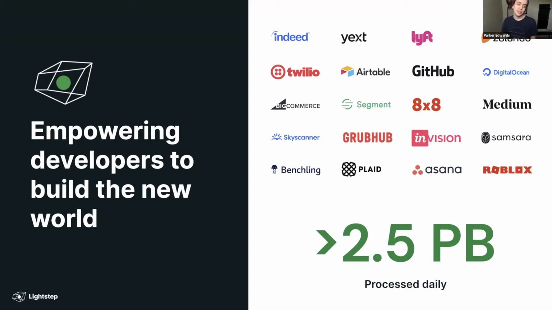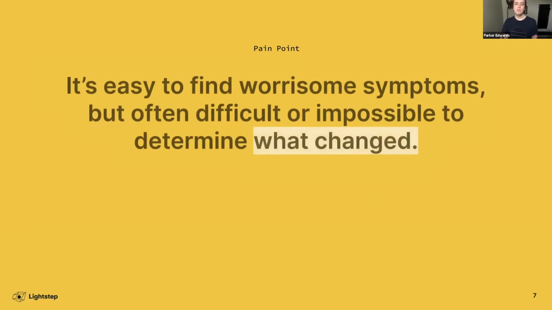And we're really, really excited about the future that change intelligence brings to helping continue further our goal to make observability more accessible. And when we talk about accessibility, really, we're thinking about a single pain point. And that is that now more than ever, it is so easy to find worrisome symptoms, but it's difficult or impossible to figure out what changed, right?